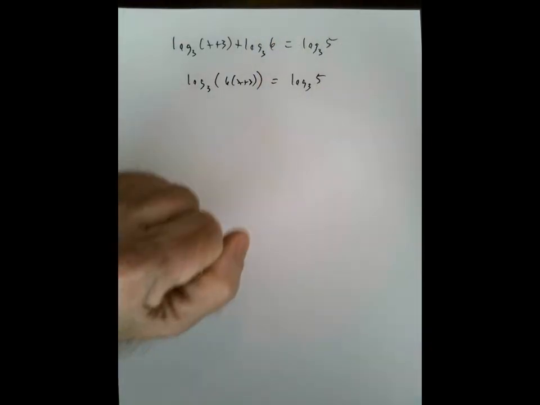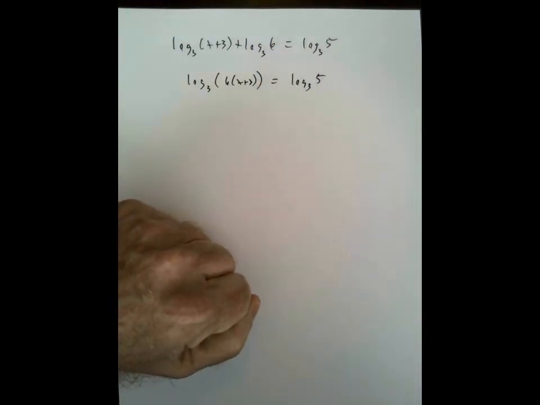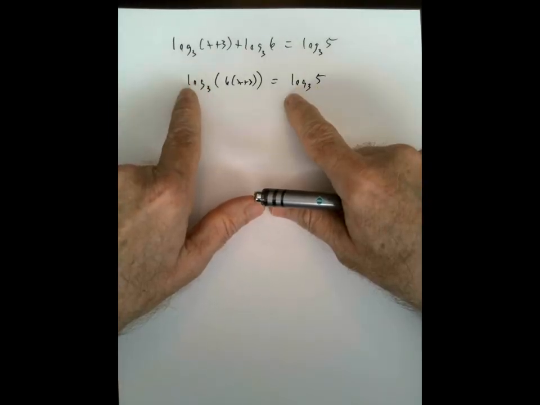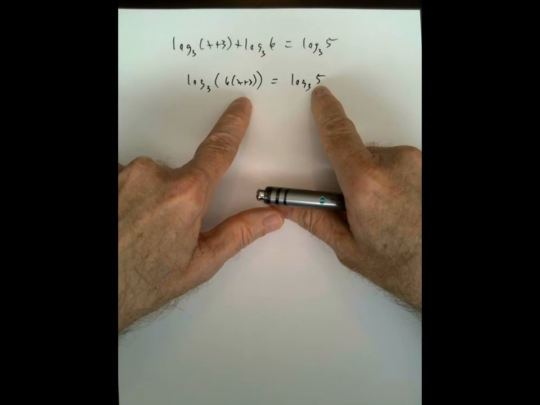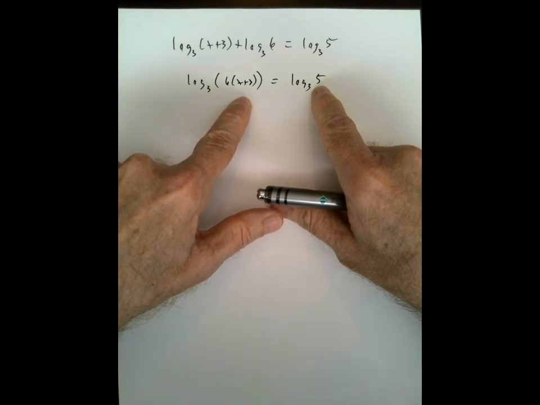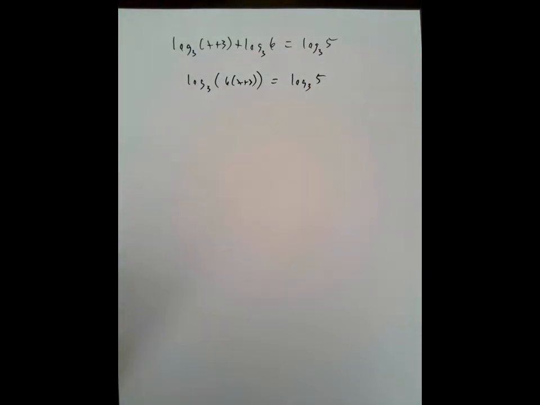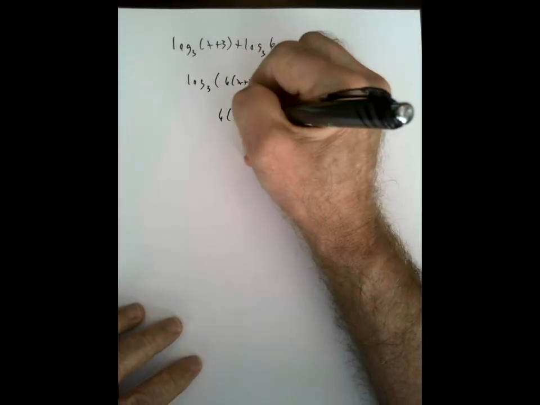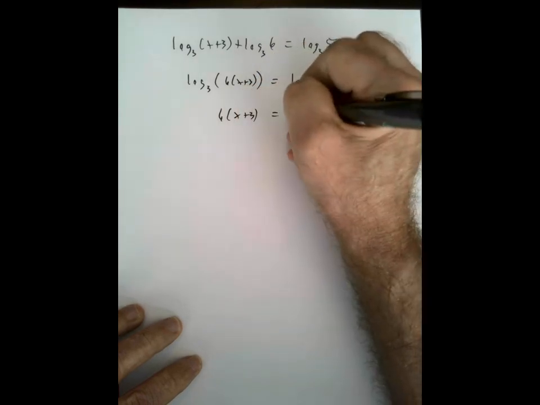Well, notice that the log bases are the same. If the log bases are the same, the interiors of the logs are the same. And so the log term, log base 3, in effect just cancels out. And we've got 6 times x plus 3 over here is equal to 5.